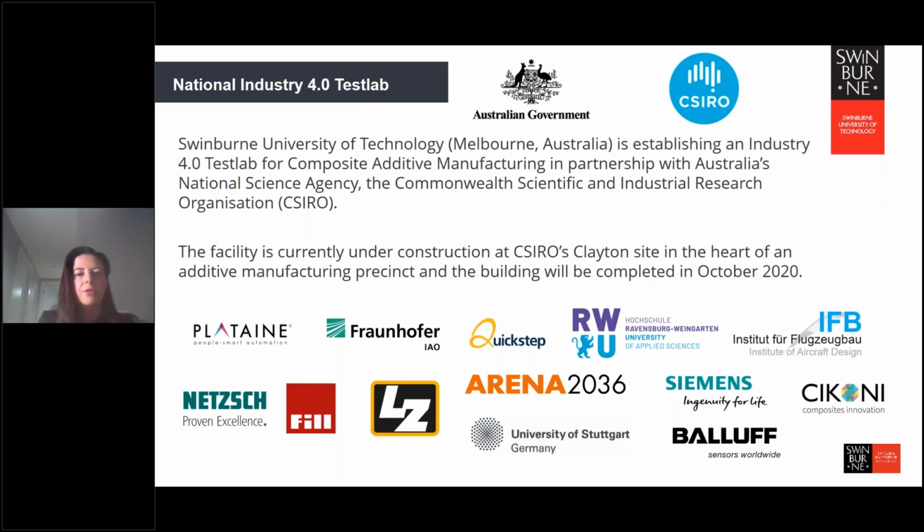Our National Industry 4.0 Test Lab is part of a national network of test labs that is loosely based on the model that is present in Germany around the Industry 4.0 test lab network there. And we have 6 that are located in Australia, roughly 1 in every state. And ours is the first truly national Industry 4.0 test lab. We're proud to partner with CSIRO, which is our national science agency, and it's currently under construction in Clayton, which is just a short drive from where I am here in Hawthorn in Melbourne, about 20 minutes away.